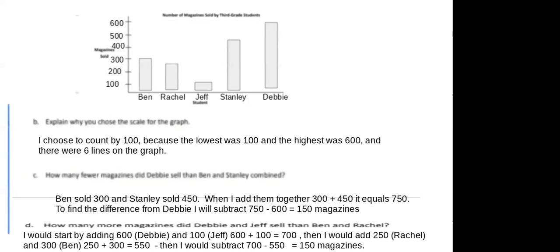I would start by adding Debbie 600 and Jeff 100. 600 plus 100 is 700. Then I would add Rachel 250 and Ben 300. 300 plus 250 is 550. And then lastly, I would subtract 700 minus 550. So therefore, Debbie and Jeff sold 150 more magazines than Ben and Rachel.